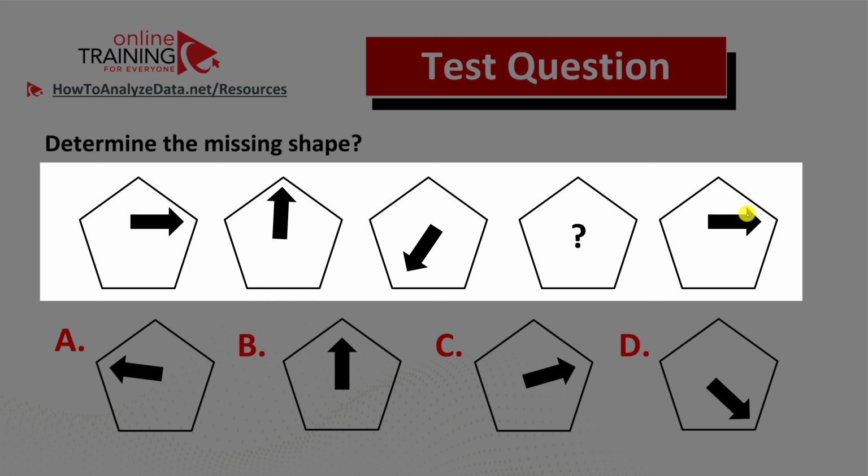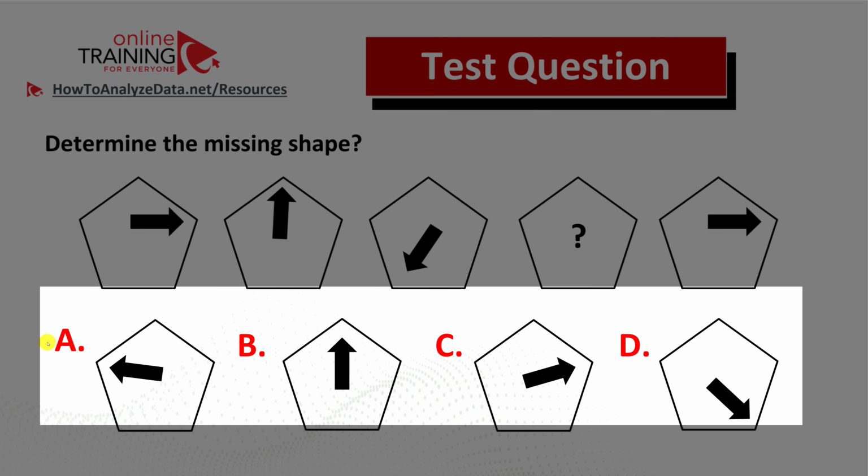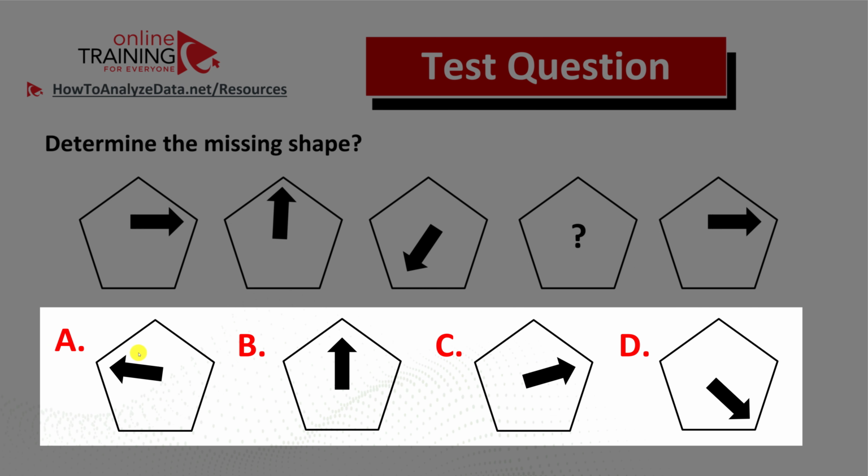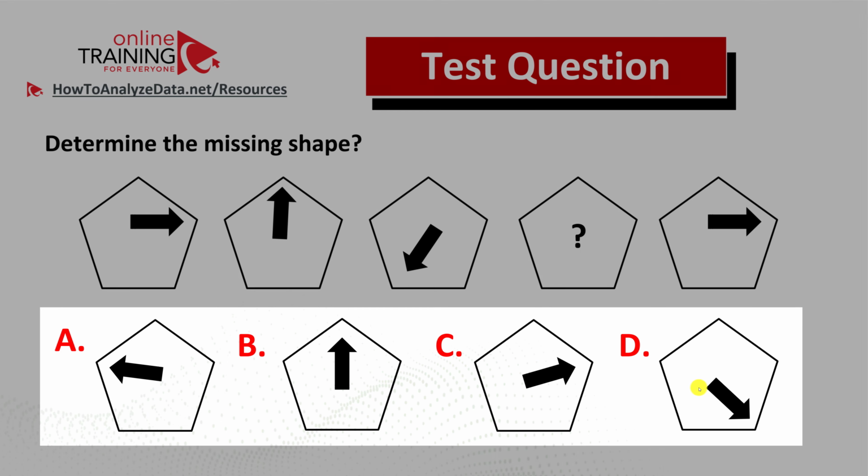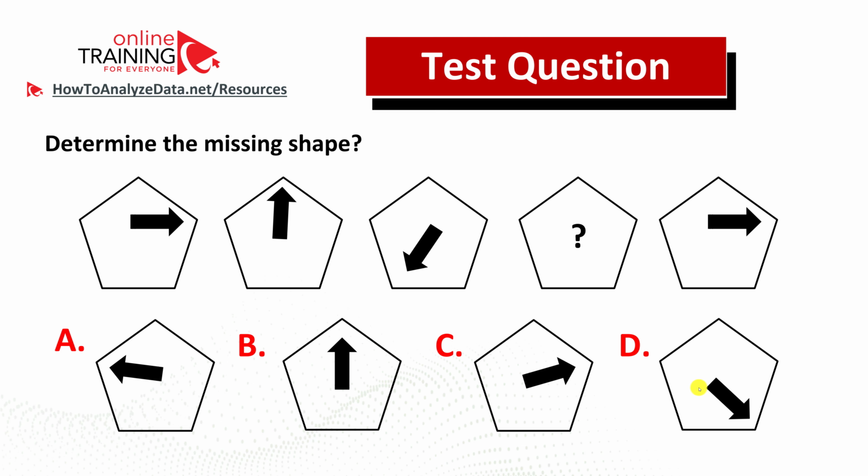And then there's also a 5th shape. And you have 4 different choices. All of them contain pentagons with an arrow pointing in a different direction. Do you think you know the answer? Now might be a good time to pause this video to see if you can come up with the answer on your own.